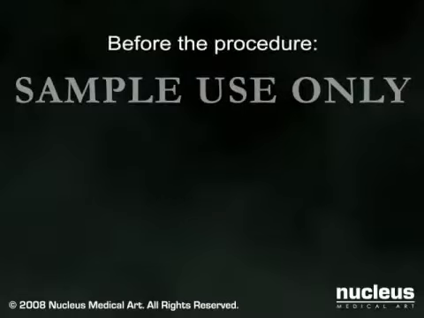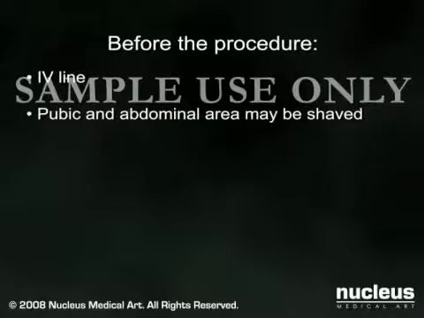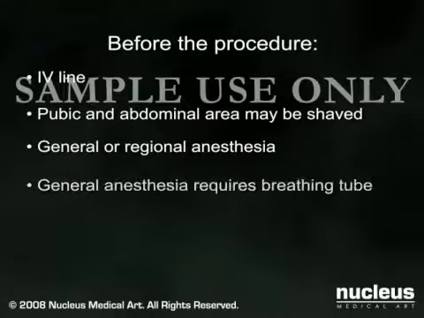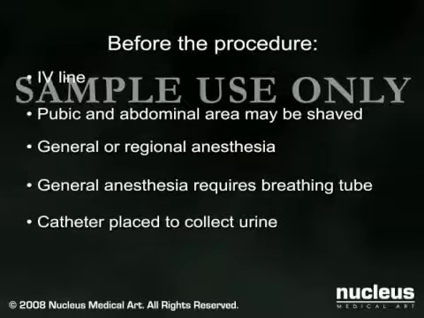When you arrive at the hospital for your surgery, an intravenous line will be started. If you are having an abdominal hysterectomy, your pubic and abdominal area may be shaved. Hysterectomies may be done under general or regional anesthesia. If you are receiving general anesthesia, you will be asleep for the duration of the procedure, and a breathing tube will be temporarily inserted through your mouth and into your throat to help you breathe during the operation. A catheter will be placed into your bladder to drain your urine during surgery.